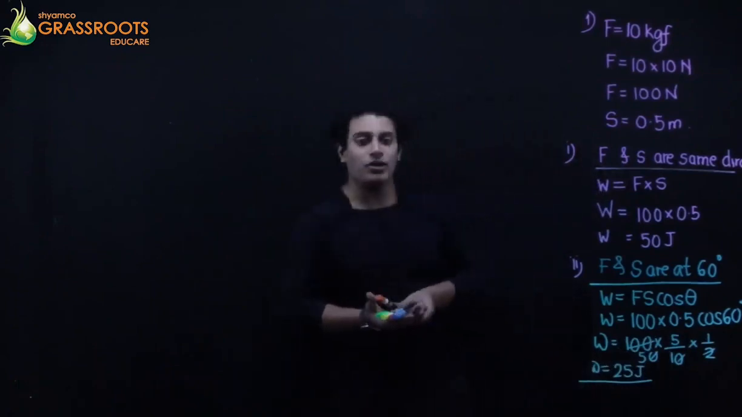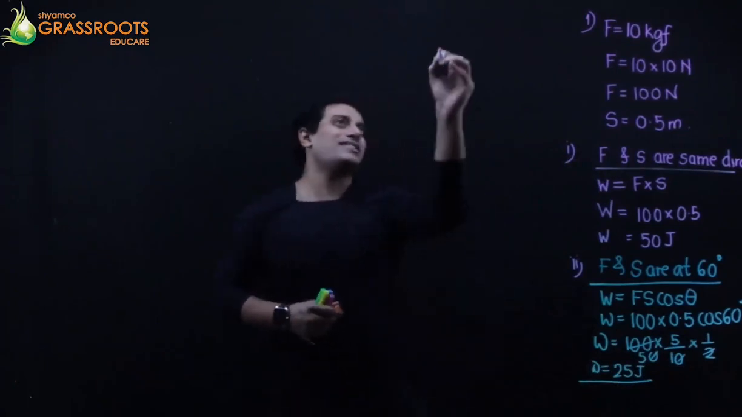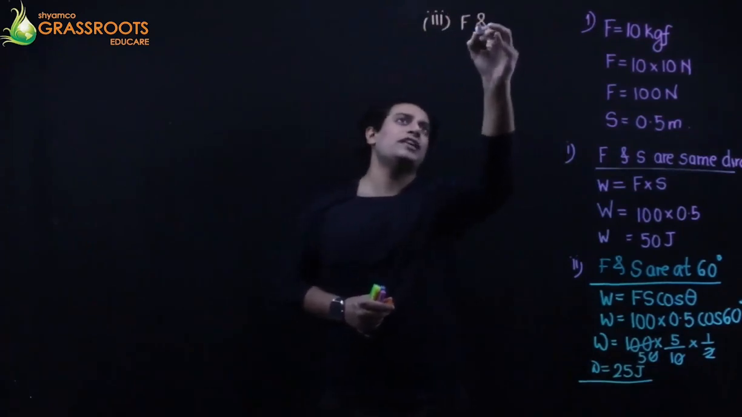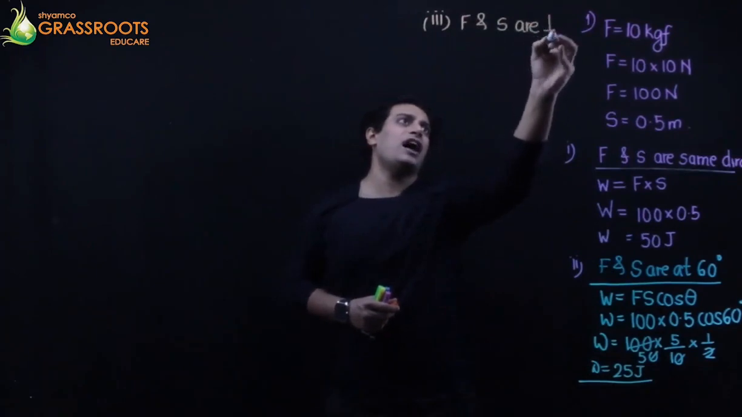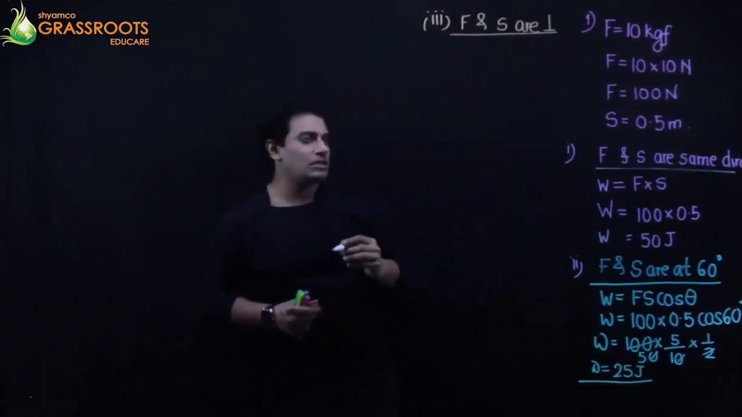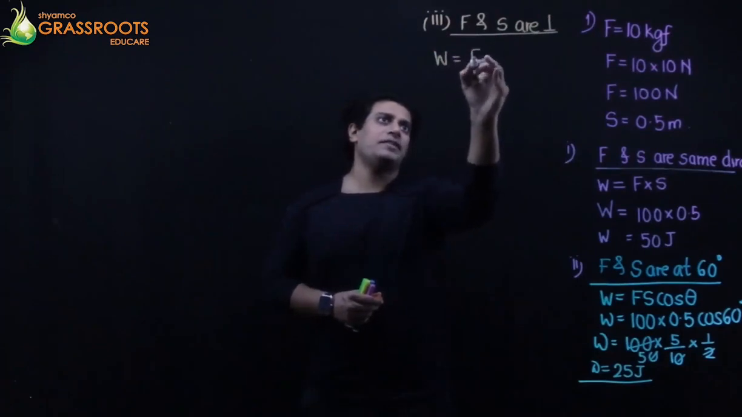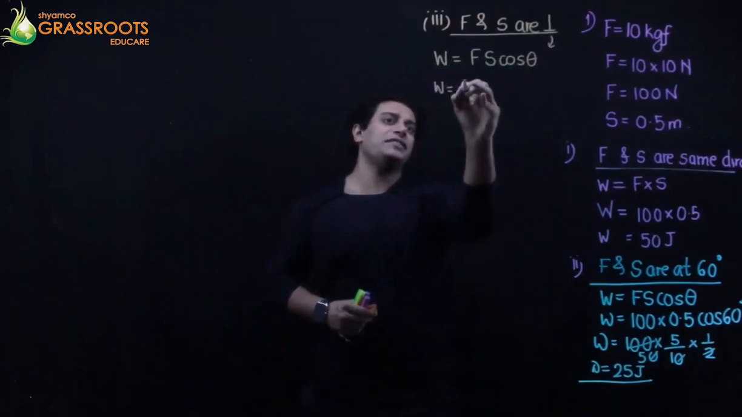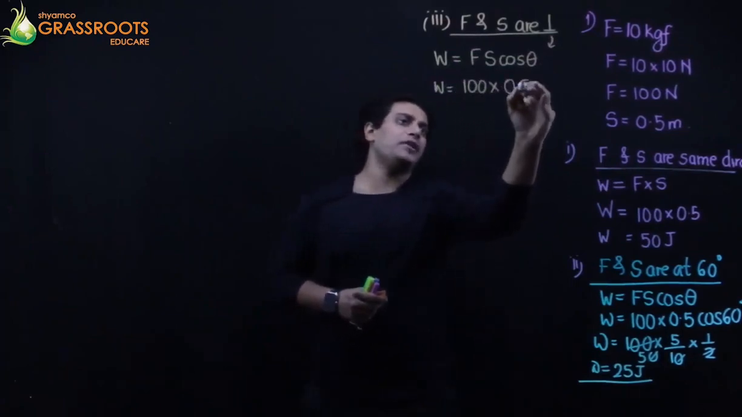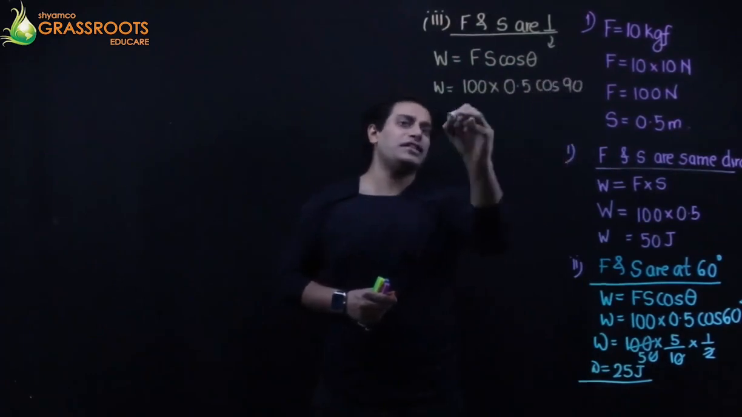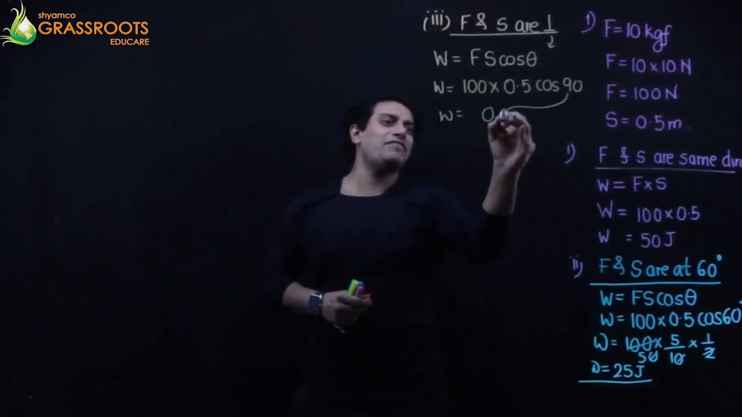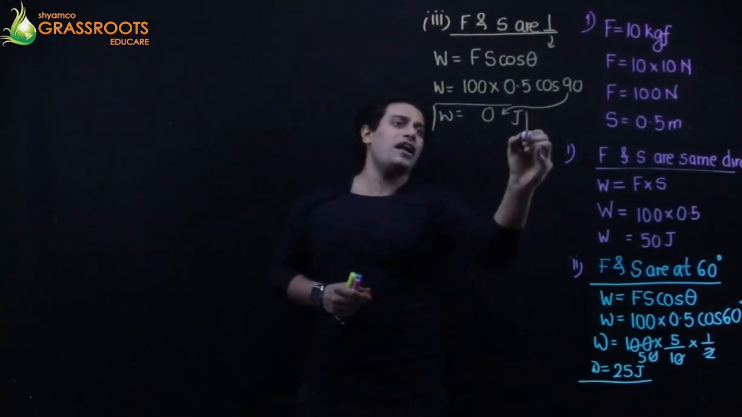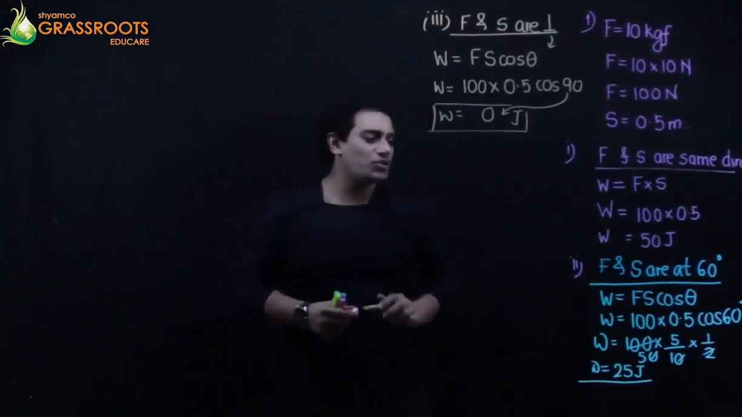Second. Third one. They are perpendicular. It's actually a concept. When they are perpendicular, work done is 0. So can I say force and displacement, they are perpendicular to each other. So the work done is again Fs into cos theta. Perpendicular means theta is 90. 100 into 0.5 into cos 90. And cos 90 ka value is 0. 0 into anything is 0. So 0 joules is the answer to the third one. So this was your first question.